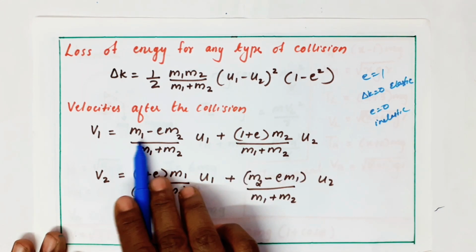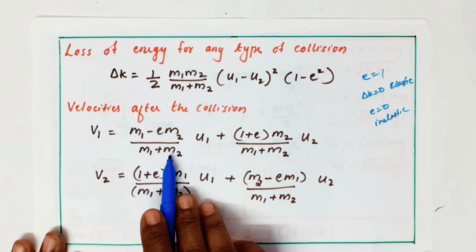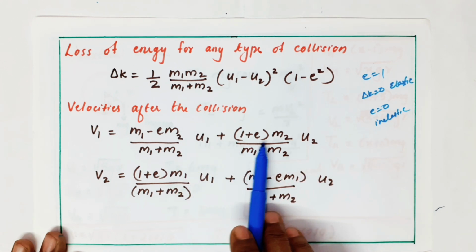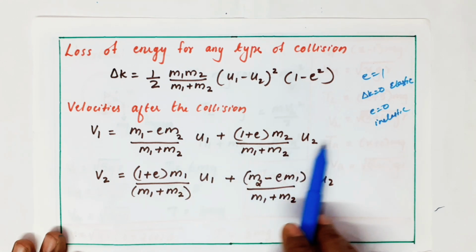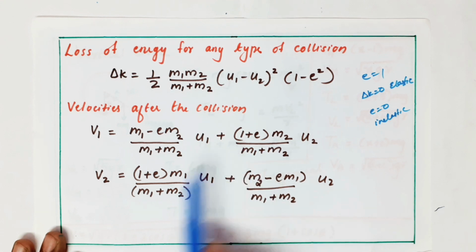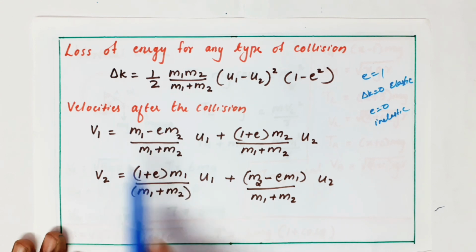So remember m1 minus m2. m1 minus e m2 by m1 plus m2 into u1 plus 1 plus e m2 by m1 plus m2 into u2. If you see this equation, they are just reversing. You can remember it like a shortcut. This term only is coming here, but it will be m1. This term only is coming here, but they are just reversing: m2 minus e m1 into u2.